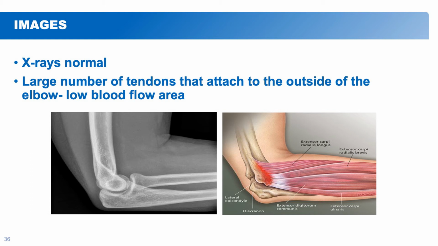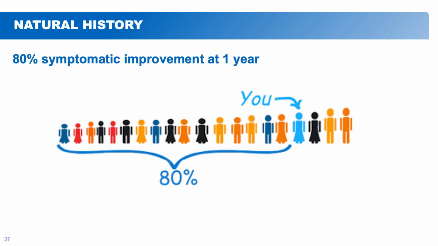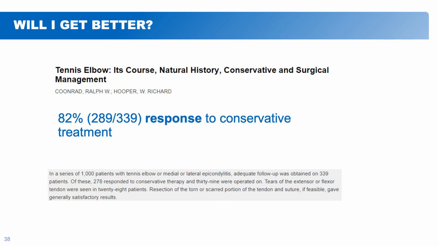And this is a very small tendon that attaches to the outside of the elbow there in the picture to your right. And this is the tendon often involved in lateral epicondylitis pathology. Now, natural history, the good news is 80% of patients have symptomatic improvement at 1 year. And if you're outside of that window, obviously you're unlucky, but the majority of individuals do tend to get better with non-operative treatment. So will I get better? 82%, as we talked about on the previous slide, so just over 80% of individuals respond to conservative treatment and can avoid surgical intervention.